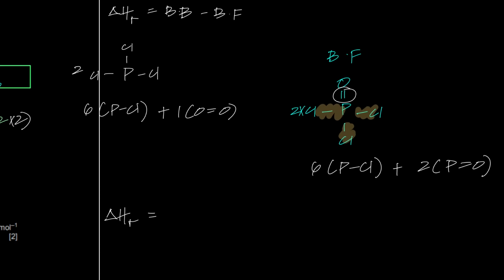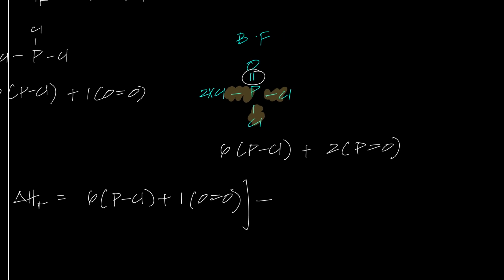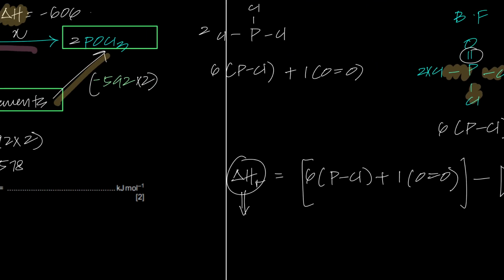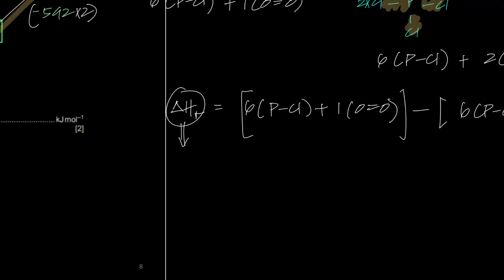It's energy taken in during bond breaking, 6 PCl plus 1 times the oxygen bond is going to break, minus the energy given out during bond formation. So minus energy given out during bond formation is what? 6 PCl bonds plus 2 P double bonded to O. Done. Now look at the idea. You already have the enthalpy change of the reaction. You figured this stuff out. It is minus 606.